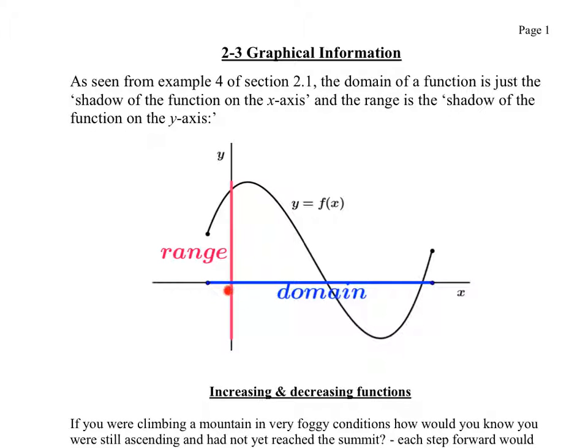It's all the possible x values from where the function starts on the left to where the function ends up on the right. And the range has to be from the lowest point up to the highest point. So it's this red part here on the y-axis. The range is all the possible y values.